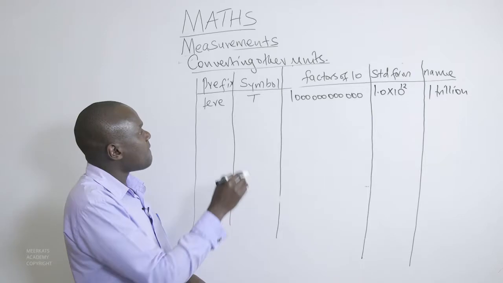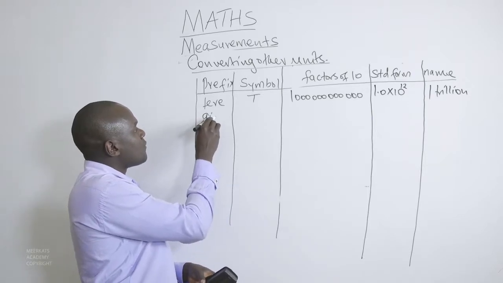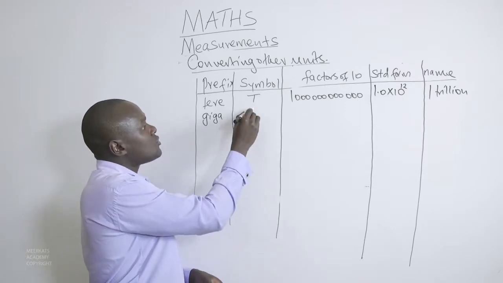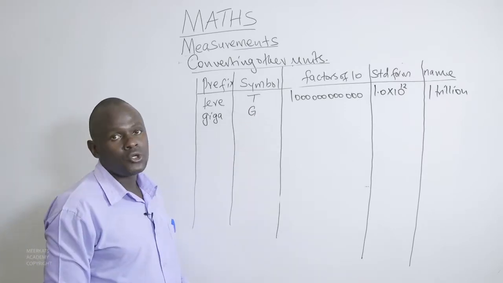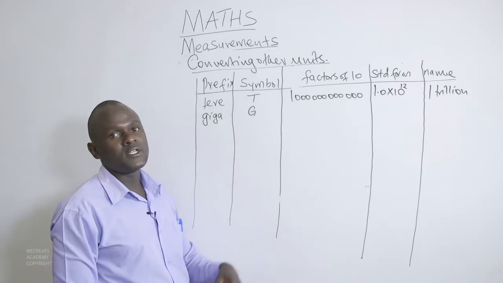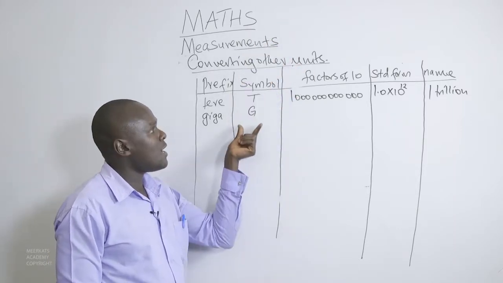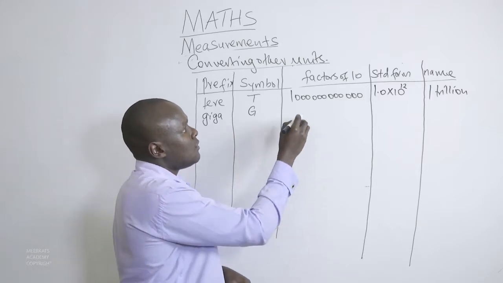Another one is Giga. The symbol for Giga is capital G. And from a trillion, we are moving downwards. A trillion is the largest. So a giga is basically a billion.